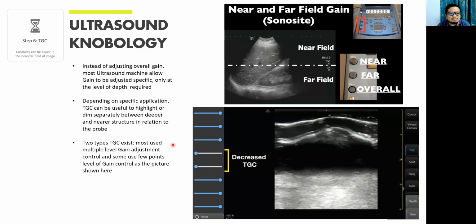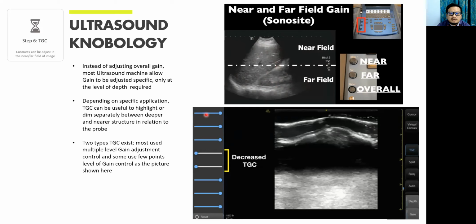Most use multiple level gain adjustment control and some use a few points of gain control, as the picture shown here. For Sonosite, they have 3 levels. The basic Sonosite and the older version have near, far, and overall. So near gain will be the near field gain here, and far field gain is here, the far deeper structure gain. If you turn it down, it will be darker only at the far field, and if you turn the other down, it will be darker only at the near field.